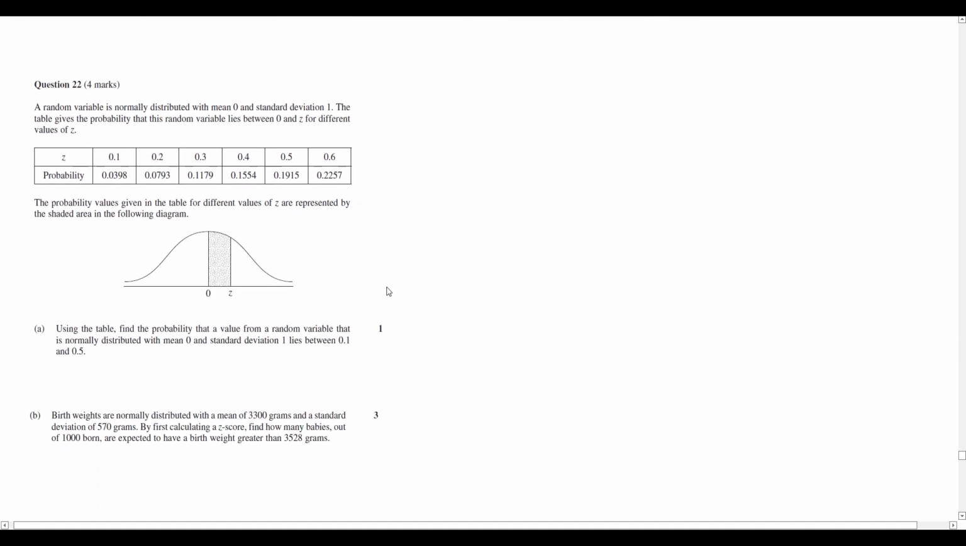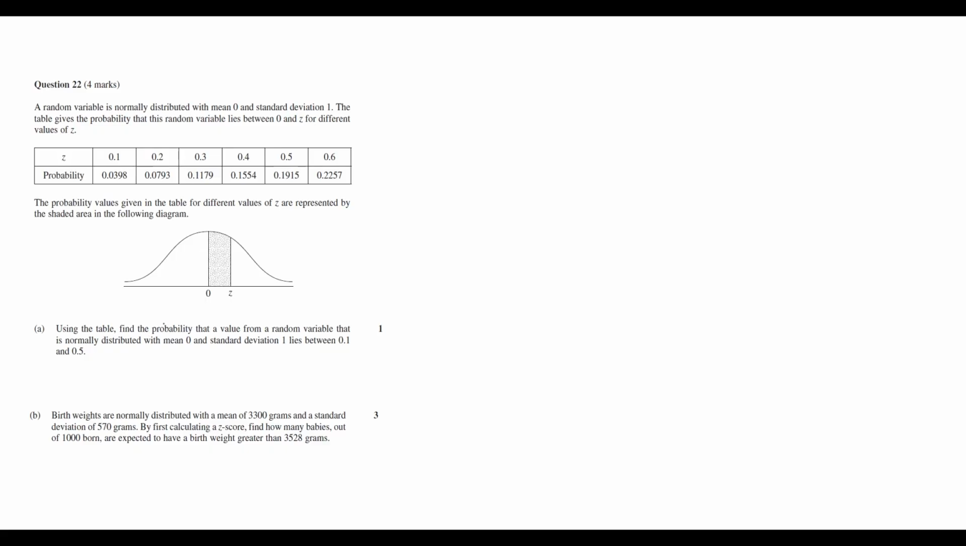On to question 22. So a random variable is normally distributed with mean 0 and standard deviation 1. The table gives the probability that this random variable lies between 0 and z for different values of z. So the probability values given in the table for different values of z are represented by the shaded area in the following diagram. So question A. Using the table, find the probability that a value from a random variable that is normally distributed with mean 0 and standard deviation 1 lies between 0.1 and 0.5.